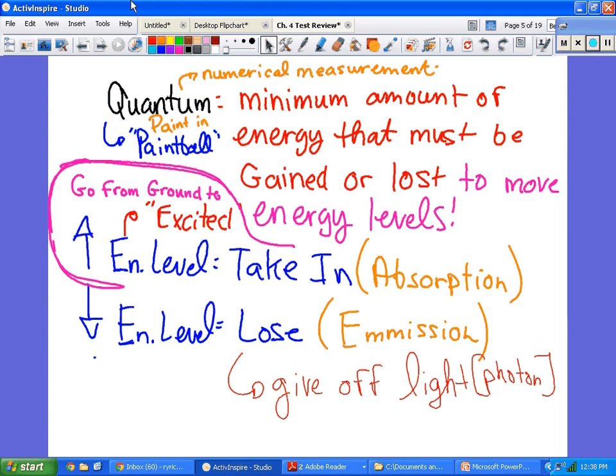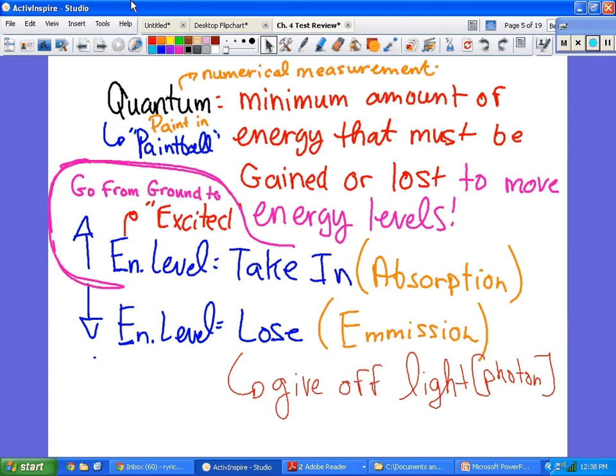Okay, now let's talk about this gained or lost thing. If you are on the ground, what would I have to give you to get you to the roof? Y'all are so literal sometimes. Energy, thank you. You have to have energy, still got the ladder? Yeah, so we're cool there.